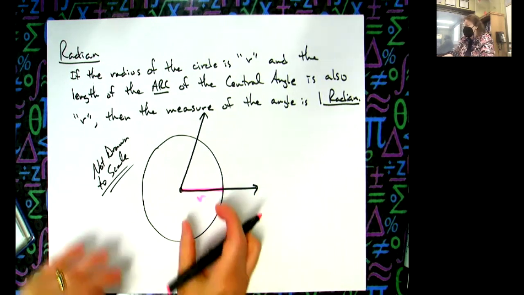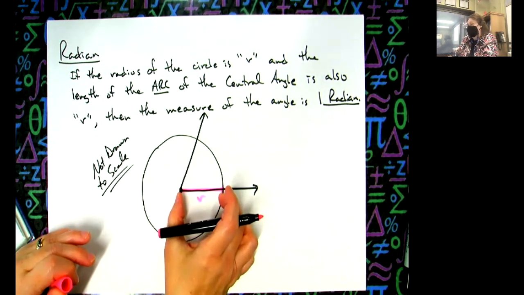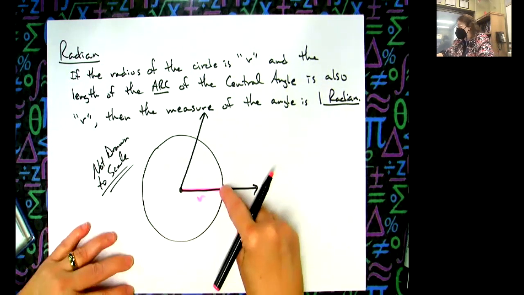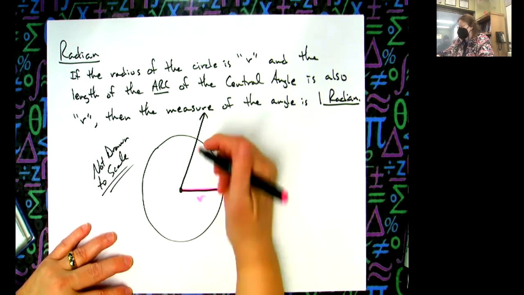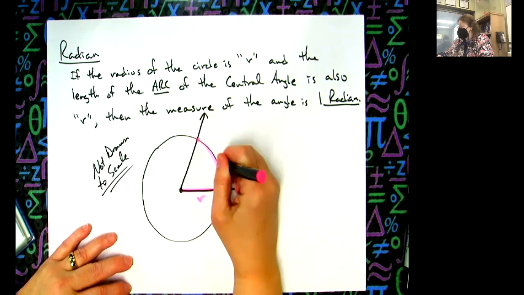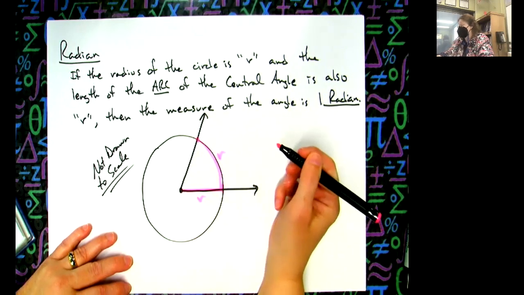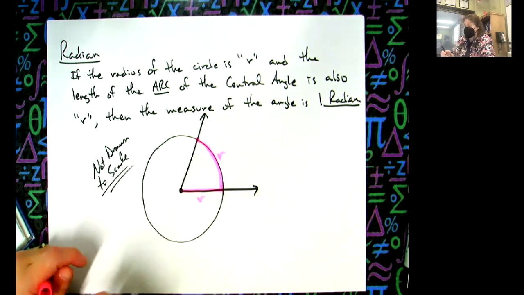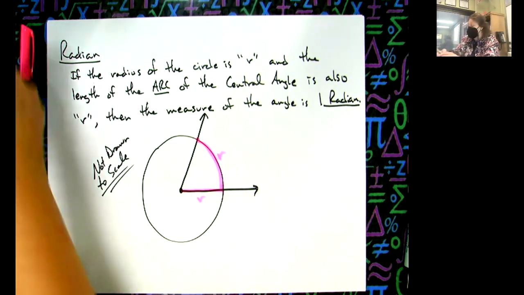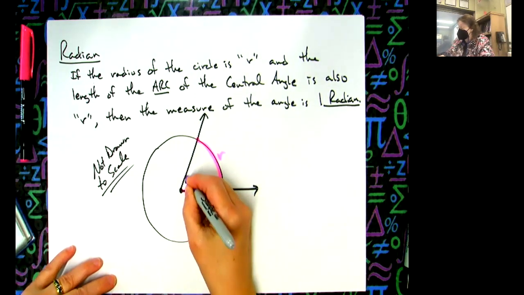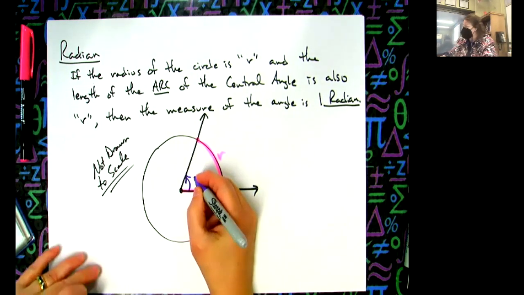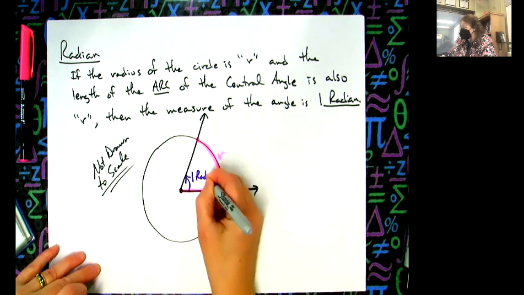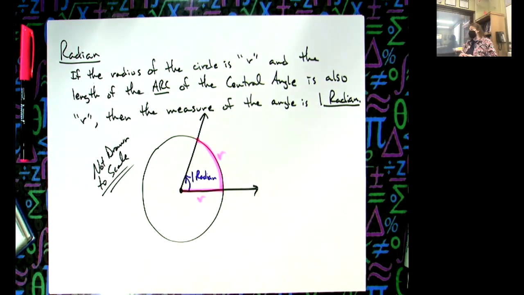We know that. So literally, if I took a string and I measured that, and then I laid that string around that arc right there, this is the arc of the central angle. So if this distance matched and was also r, if that arc measure is the exact same distance as there, then this angle is 1 radian. So that's the unit.